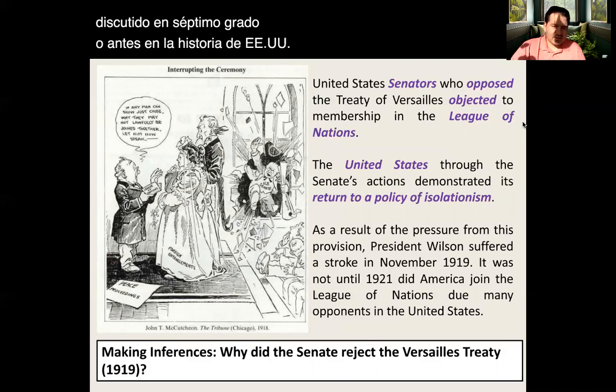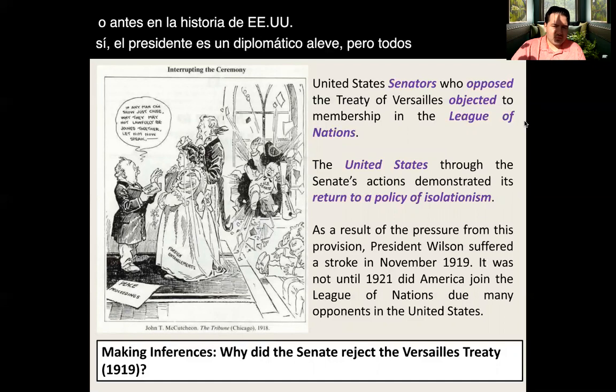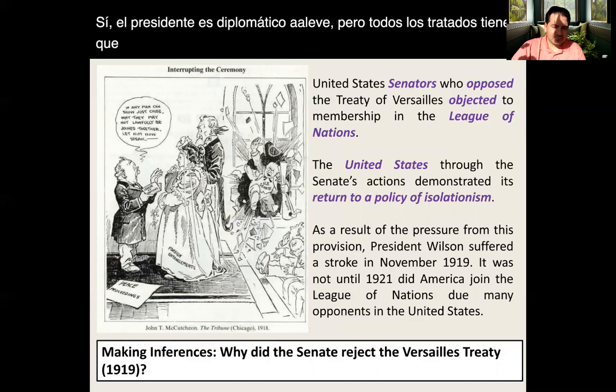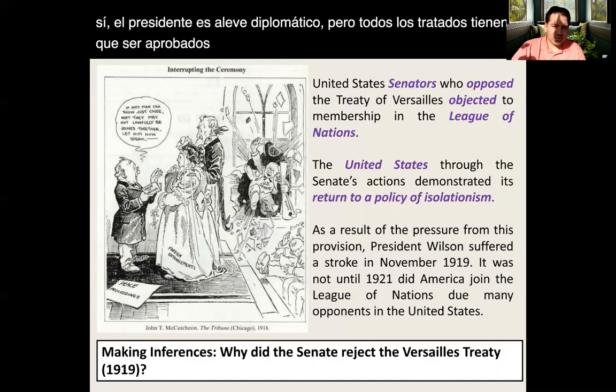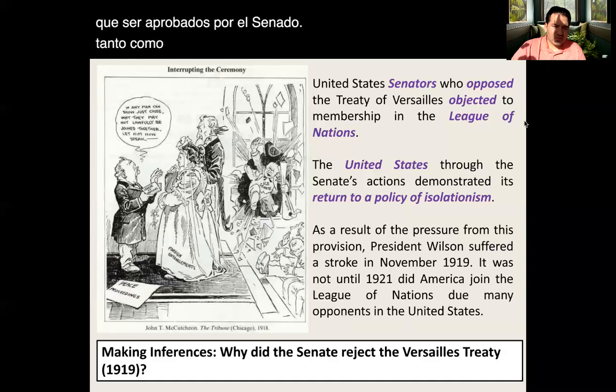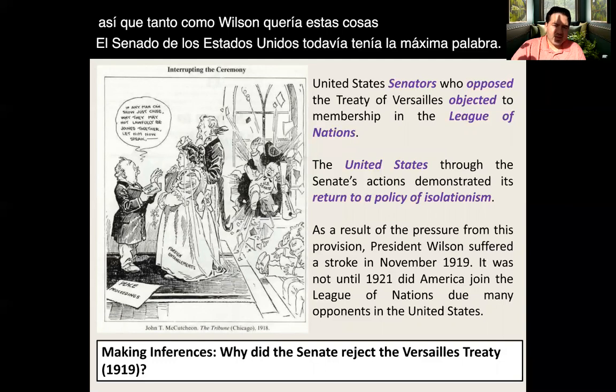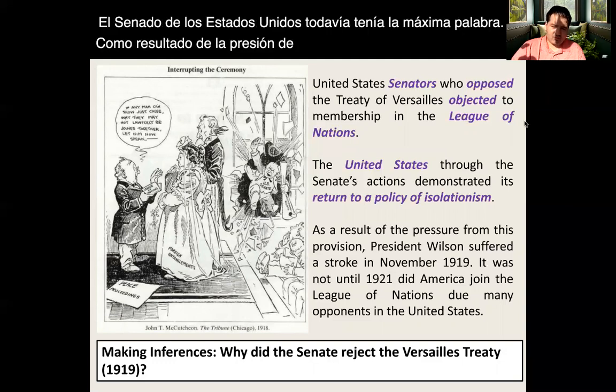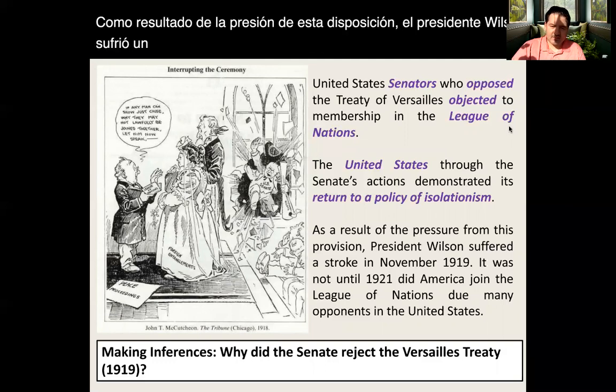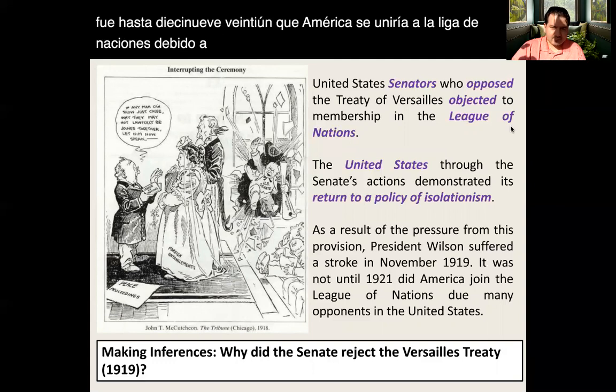Yes, the president is the lead diplomat, but all treaties have to be approved by the Senate. So as much as Wilson wanted this done, the U.S. Senate still had ultimate say. As a result of the pressure from this provision, President Wilson suffered a stroke in November 1919. And it was not until 1921 that America would join the League of Nations, due to many opponents, people against it in the United States.